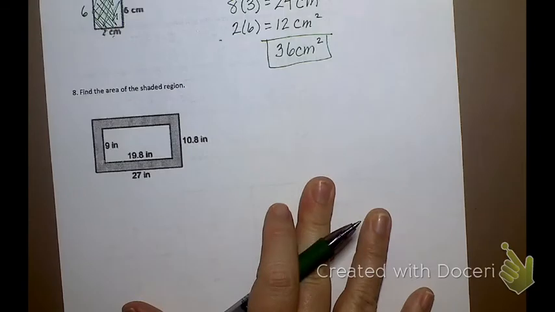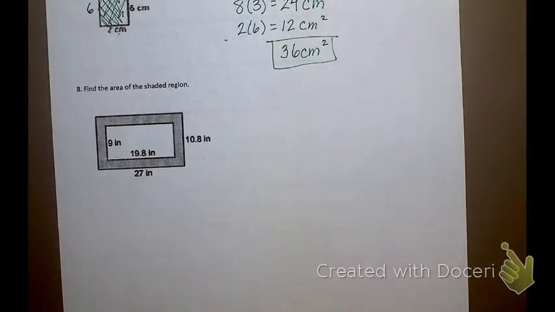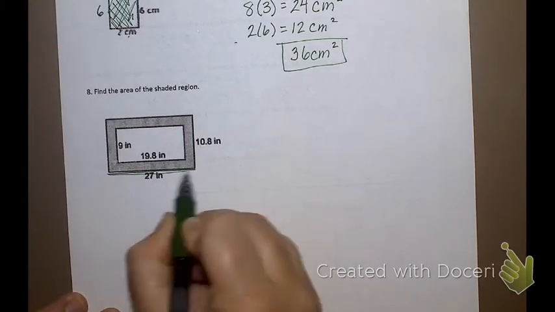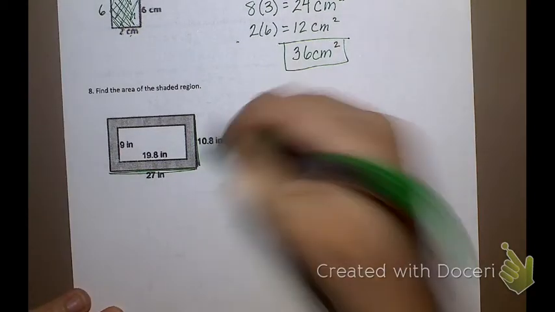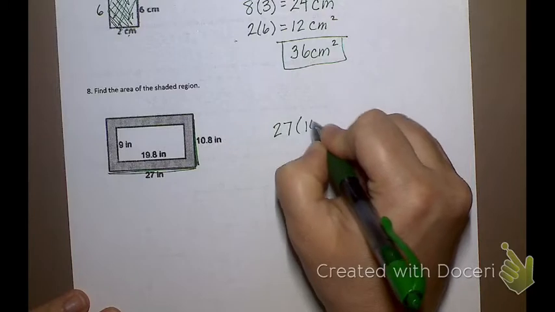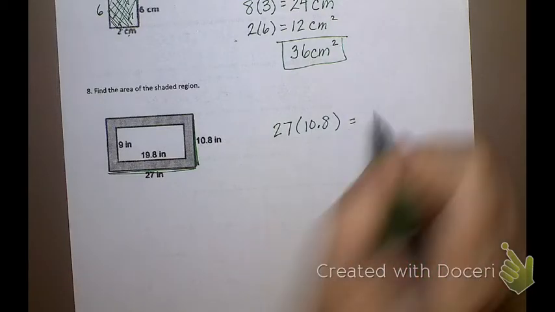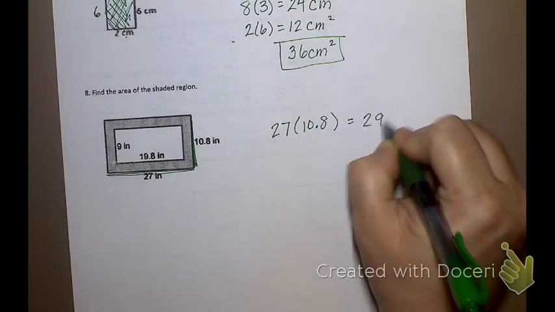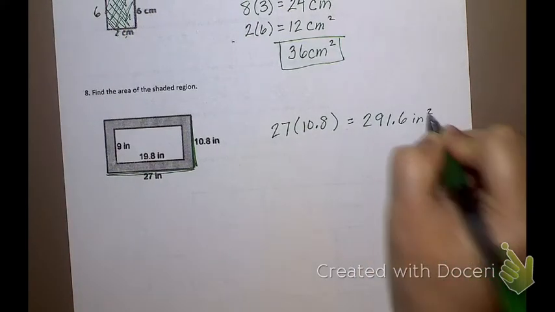Okay? All right, find the area of the shaded region. I'm like 99% sure that there's going to be a question like this on the test. Now, let's think about this for a minute. If I were to find the area, if I were to multiply this length right here times this length right here, that's 27 times 10.8, which is what? 27 times 10.8 is, I get 291.6 inches squared. Is that what you got?